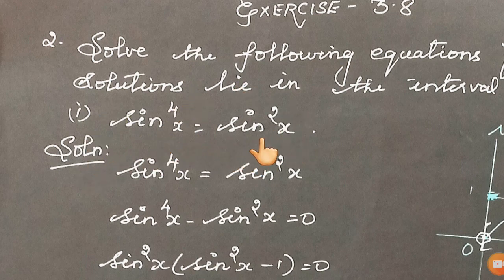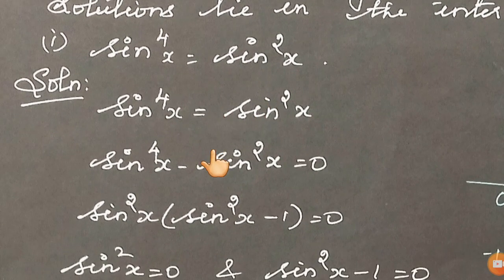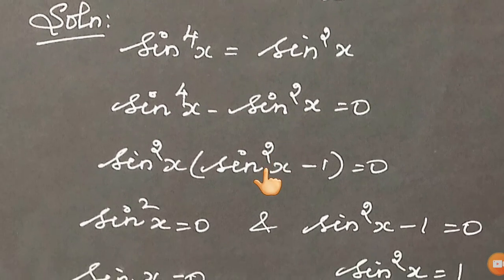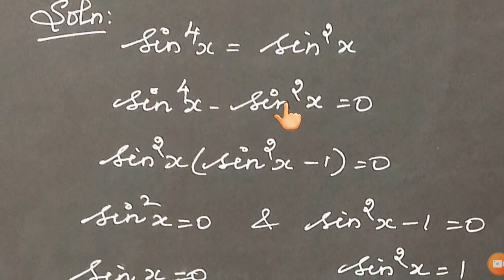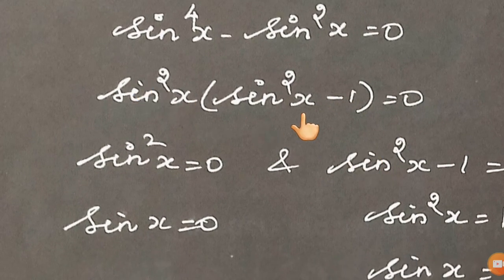This is a trigonometric equation. Write it as it is and bring sin^2 x to the left hand side. sin^4 x minus sin^2 x is equal to 0. In the two terms, sin^2 x is common, so bring sin^2 x outside and open the bracket: sin^2 x (sin^2 x minus 1) is equal to 0. So totally we have two products equal to 0. Equating to 0, sin^2 x is equal to 0, therefore sin x is equal to 0.